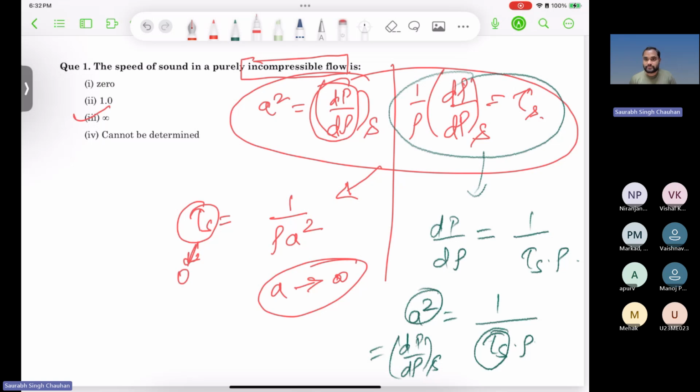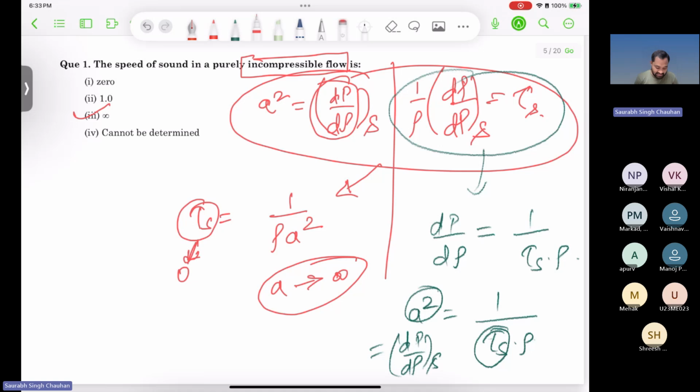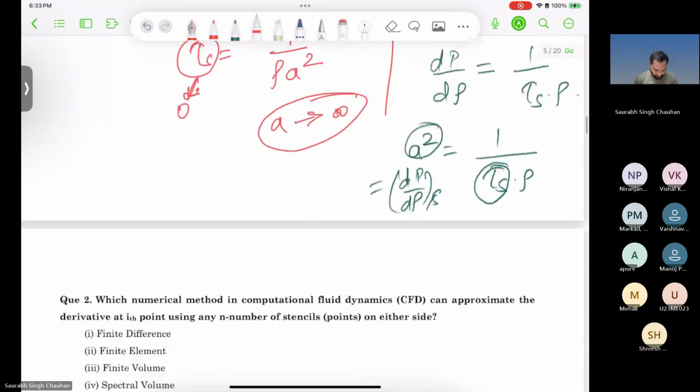I hope it is clear that in a purely incompressible flow, the speed of sound is infinite. Just remember these relations.